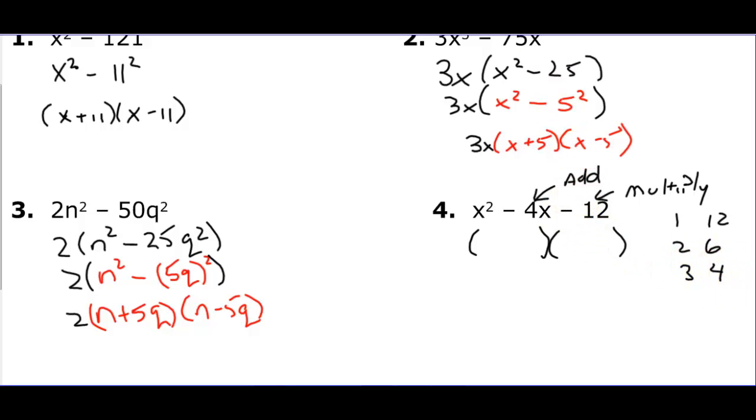All right, this is a negative 12, so we have a little bit of additional work. We have to figure out, can I attach a negative onto any of these, so that when I add them together, I get negative 4? In this case, if you take a look at the middle one, 2 plus negative 6 gives me negative 4, and 2 times negative 6 gives me negative 12. So when I fill this in, I'm going to say x plus 2 and x minus 6, and those will be my factors. Again, you have to look for the numbers that multiply to the end and add up to the middle, and that will be your answer.